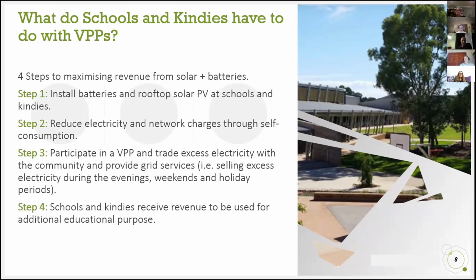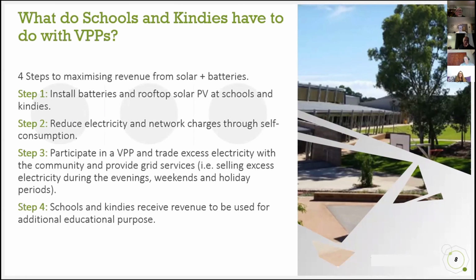And then the question is, what do schools and kindies have to do with VPP? So basically, what we defined in a very simple manner is 4 steps to maximize revenue from solar and batteries. First, install the battery. Second step, reduce electricity and network charges. This is a very important aspect.